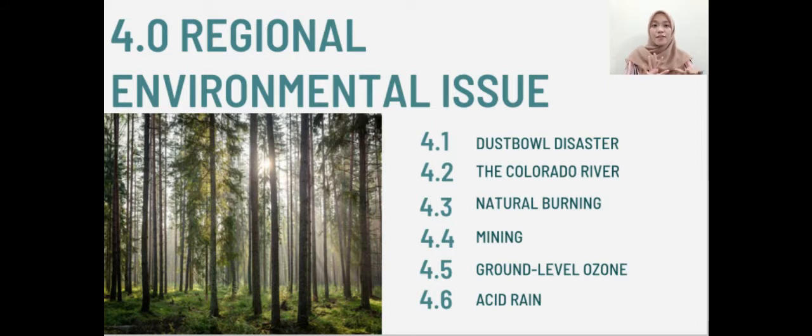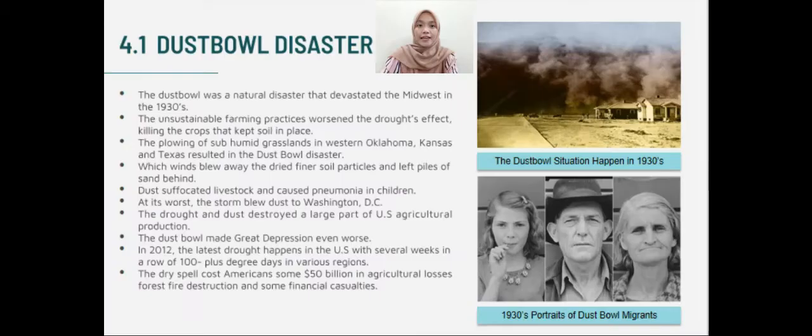Generally, there are 6 environmental issues under this region: the Dust Bowl disaster, mining, natural burning, ground-level ozone, acid rain, and also the Colorado River. So let's take a look one by one. The first environmental issue that we will cover is the Dust Bowl disaster. The Dust Bowl was a natural disaster that destroyed the Midwest in the 1930s.